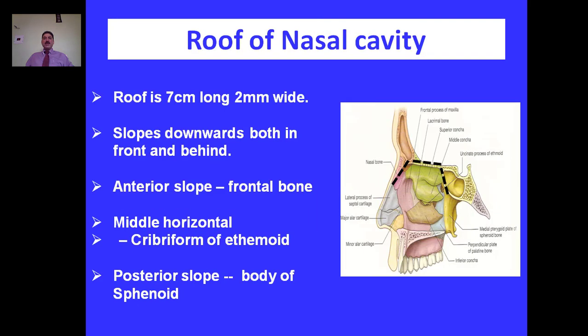Roof of nasal cavity. The roof of the nasal cavity separates each nasal cavity from the anterior cranial fossa. It is about 7 cm long and 2 mm wide. It slopes downwards both in front and behind. Anterior slope is formed by the frontal bone. Middle or horizontal slope is formed by cribriform plate of the ethmoid. Posterior slope is formed by the body of the sphenoid.